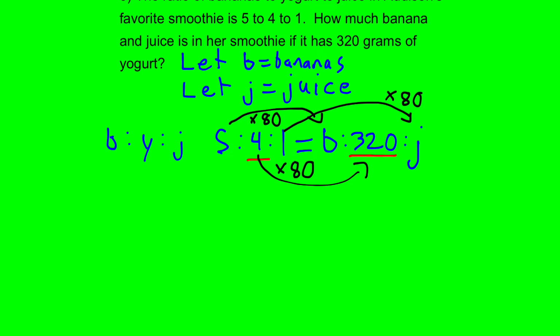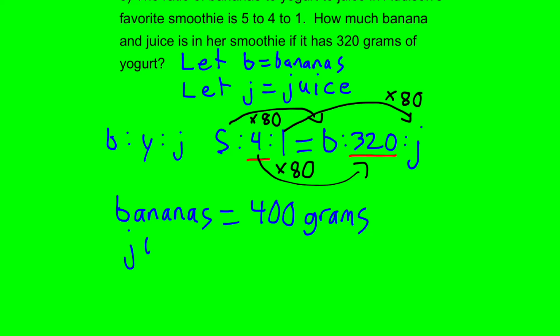Okay, well, let's do bananas first. Bananas is 5 times 80. Well, 5 times 8 is 40. Tack on a 0 for 400 grams of banana. And then the juice, we wouldn't actually measure the juice in grams. Juice would be measured in milliliters, and that's 1 times 80 for 80 milliliters of juice. And as I said, I don't think this is going to make a very good smoothie. But that is the amount of ingredients we would put in.